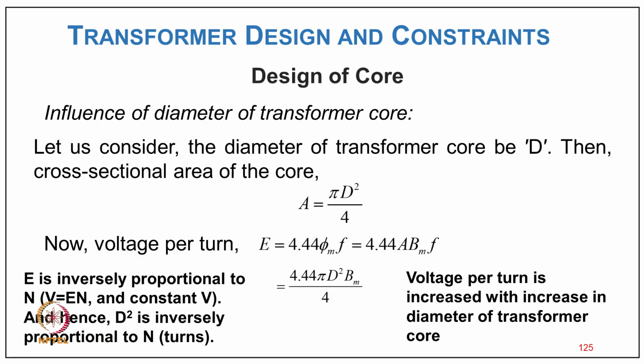Now let us consider the influence of the diameter of the core. Let the core diameter be d, then the cross section area of the core will be A equal to pi d square by 4. Volt per turn, as already explained, is E equal to 4.44 phi m f, so that becomes 4.44 A into Bm into f. With V constant, E is inversely proportional to N, and that is equal to 4.44 pi d square Bm f upon 4. So the volt per turn increases with the increase in diameter of the transformer core.